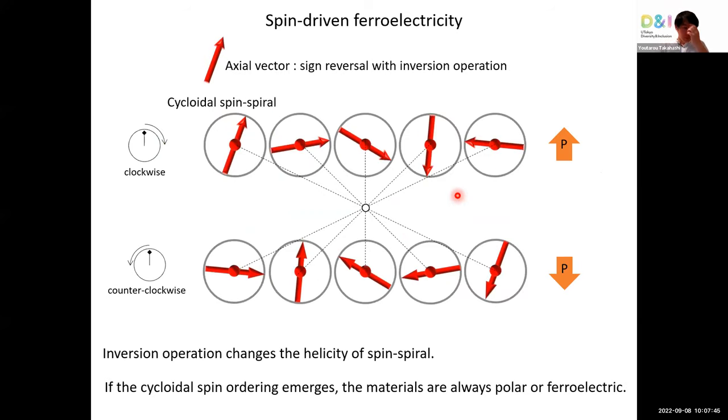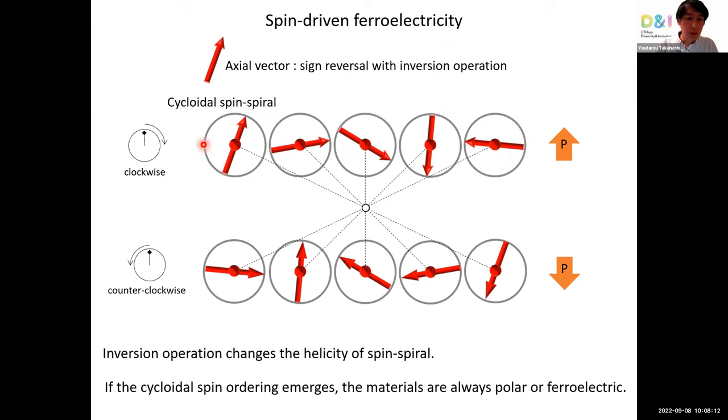Okay, so let me look at the symmetry breaking by the spin spirals. The spin is an axial vector, so it shows the sign reversal with the inversion operation. Okay, let's consider that this is a top cycloidal spin spiral.